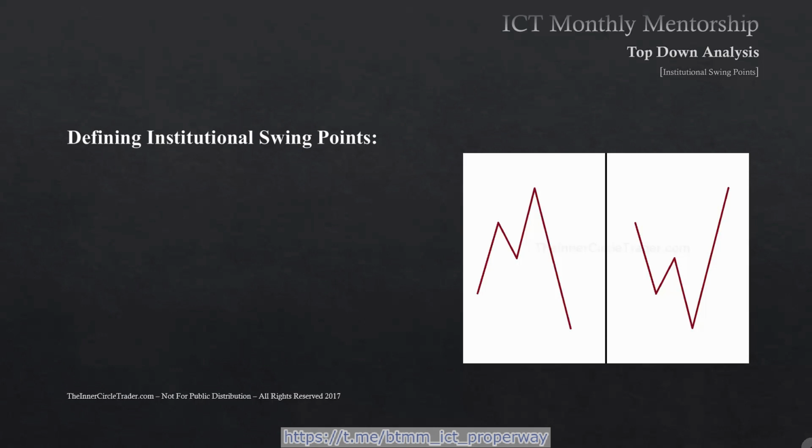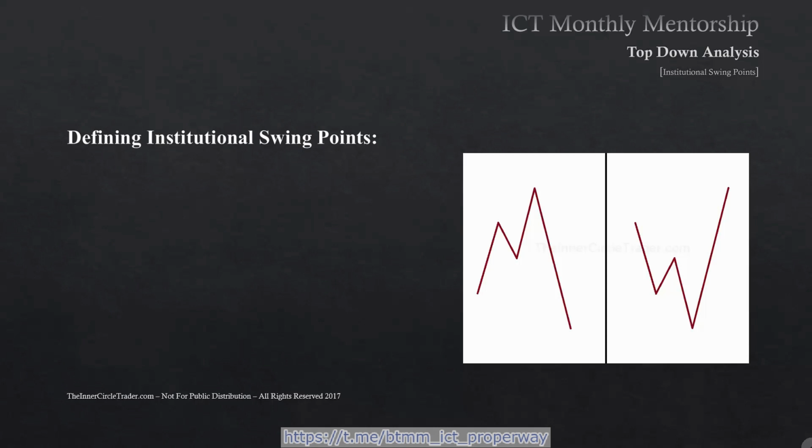I'm not talking about swing points in that degree here. I want you to think about institutional swing points in terms of concept. In other words, what's going on behind the scenes. I don't want to draw any charts up. I don't want to pull any examples up. I want you to think about it conceptually because we're going to be building on these ideas.